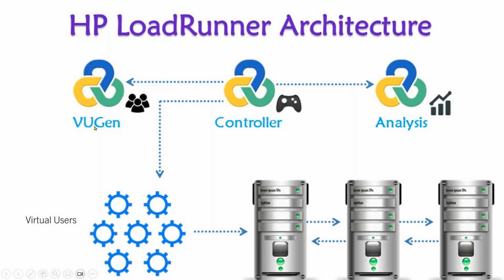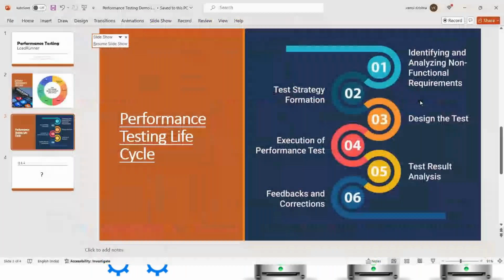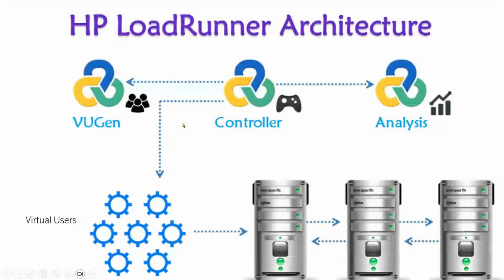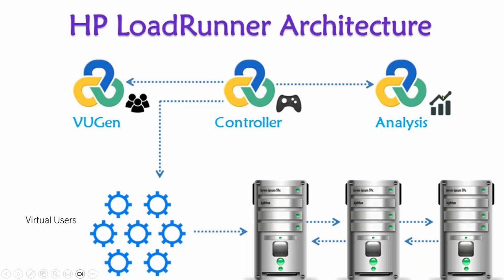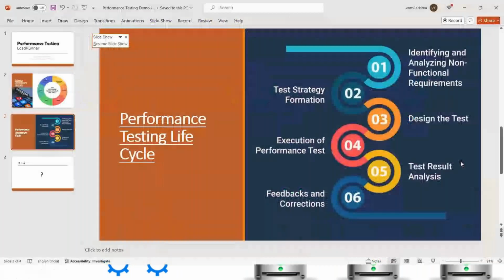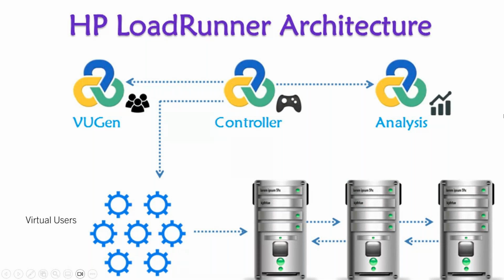What VuGen does is it helps us to design the test. What Controller does is it helps us to do the executions. We'll run our performance testing here. We are designing here, we are testing here in Controller. In Analysis, we'll analyze the results. So these three components combined are called LoadRunner.